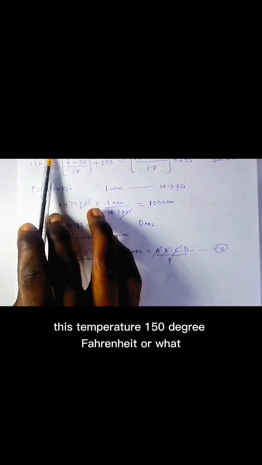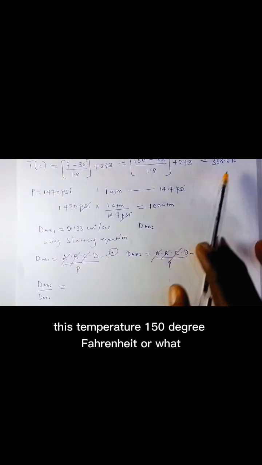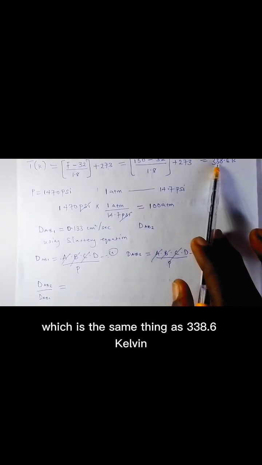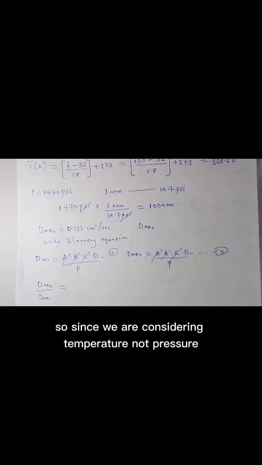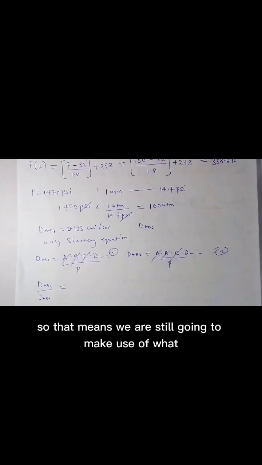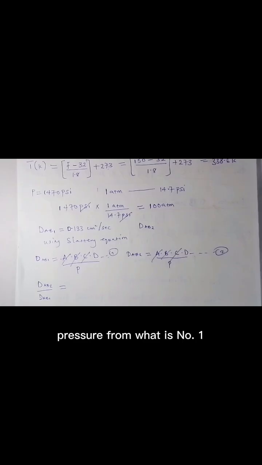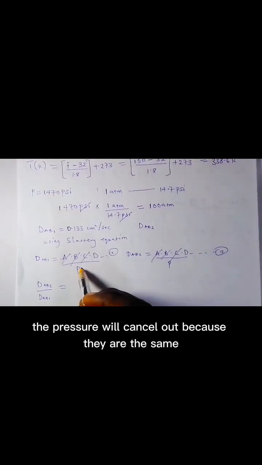Okay. Before coming to D, let's see P. Mind you, we are standardizing at this temperature, 150 degrees Fahrenheit, which is the same thing as 338.6 Kelvin. Since we are considering temperature, not pressure, we are still going to make use of the pressure from example 1, that is 1 atm. The pressure will cancel out because they are the same. So in this case, we are left with D.